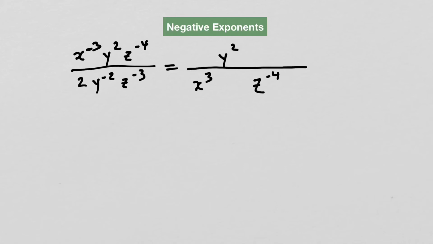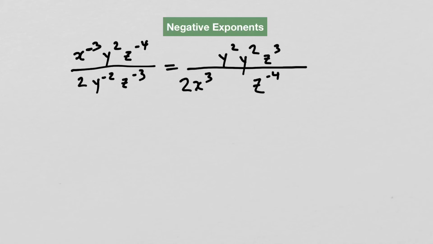Okay, now let's look at the denominator. The number 2 is raised to the power of 1. We don't write it, but it's raised to the power of 1, and it's a positive, so the 2 stays down in the denominator. Okay, y to the negative 2 actually moves up to the numerator. So we're going to write that here, y to the power 2 again. Okay, z to the negative 3 actually moves up to the numerator. So we write z to the 3.